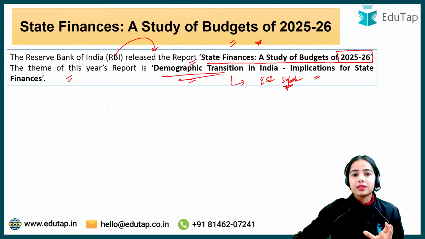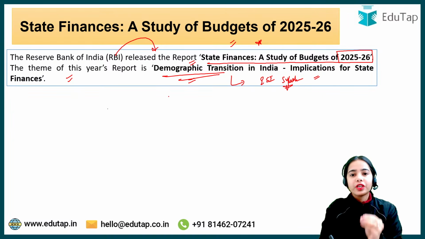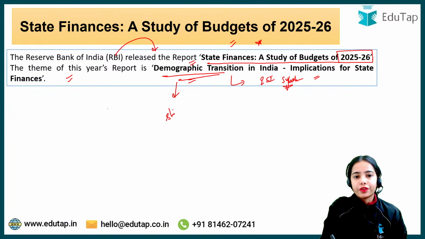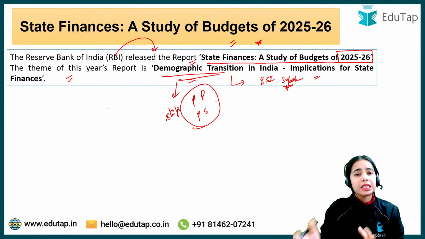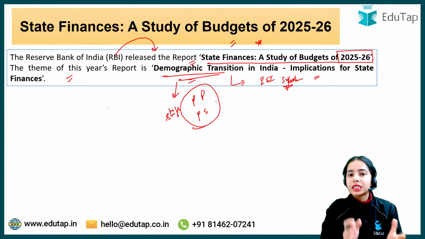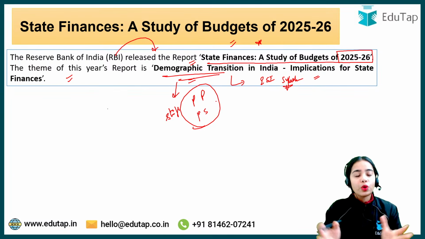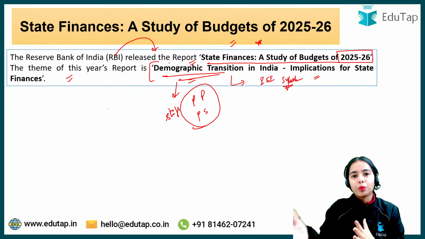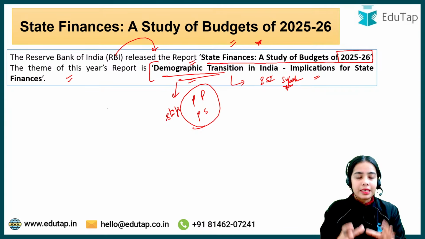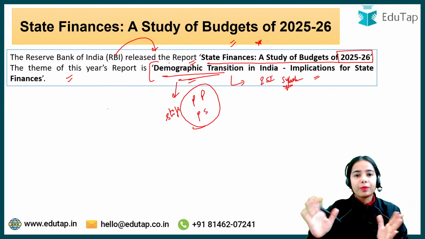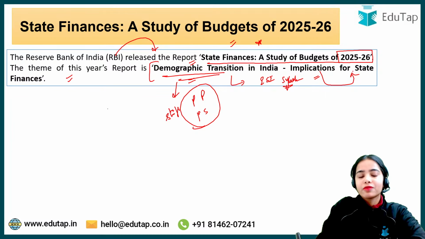The theme of this year's State Finances report is demographic transition in India, which talks about the shift in the population patterns and the shift in the population structure, and how some states are in the aging category while some states are in the youthful category and the other states are in the intermediate category. It also talks about the population of India. So we will discuss the state-wise demographic transition in India and the implications for the state finances.